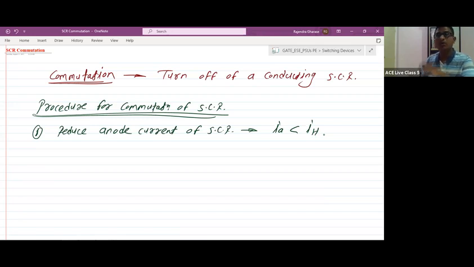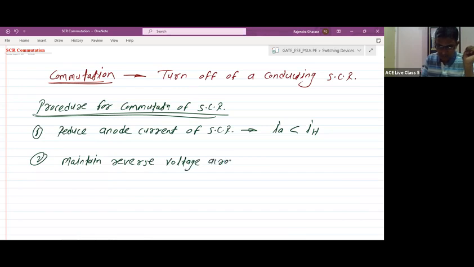For that, we need to maintain the reverse voltage across the SCR for the time TC, that is the circuit turn off time, which is greater than or equal to TQ, that is the device turn off time. Let me write it, then we will discuss. So the second step is, maintain reverse voltage across SCR for time TC greater than or equal to TQ.